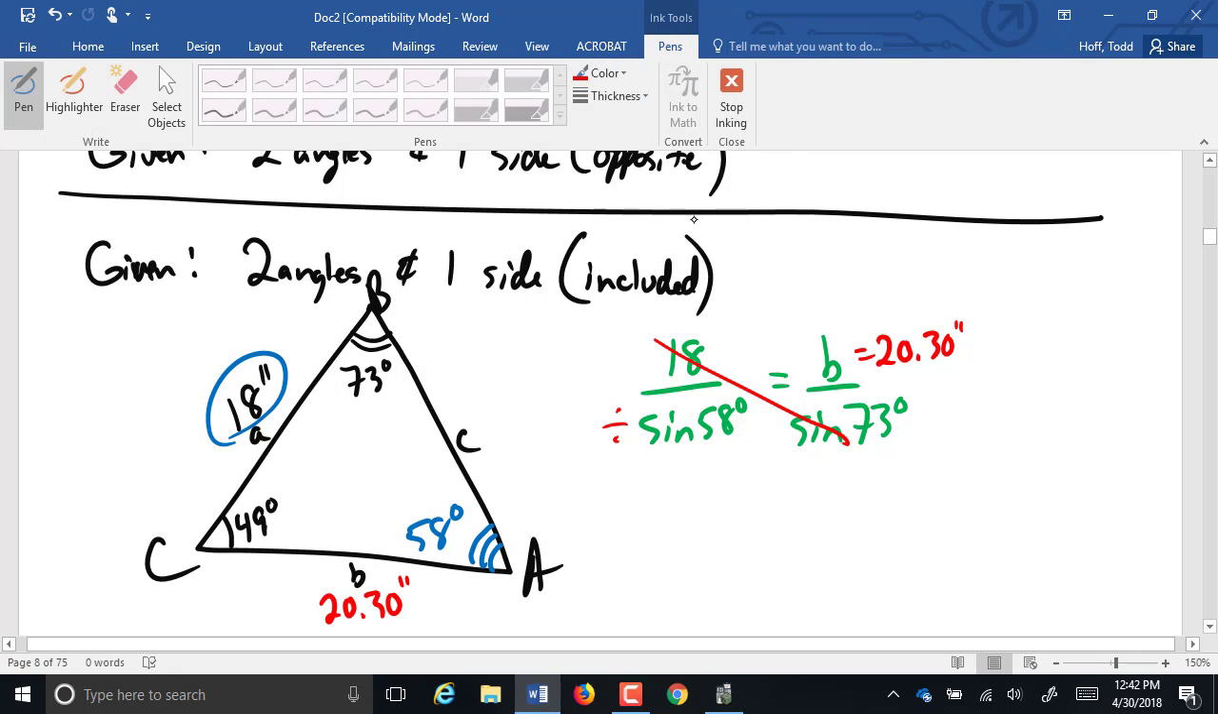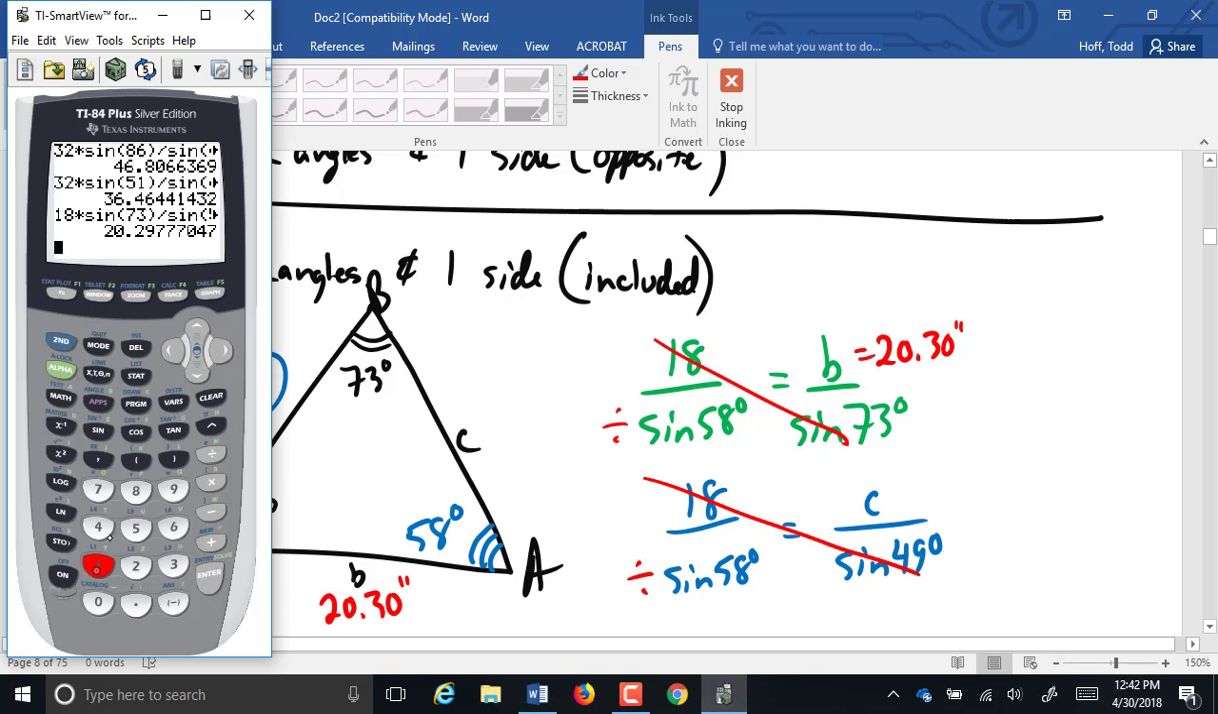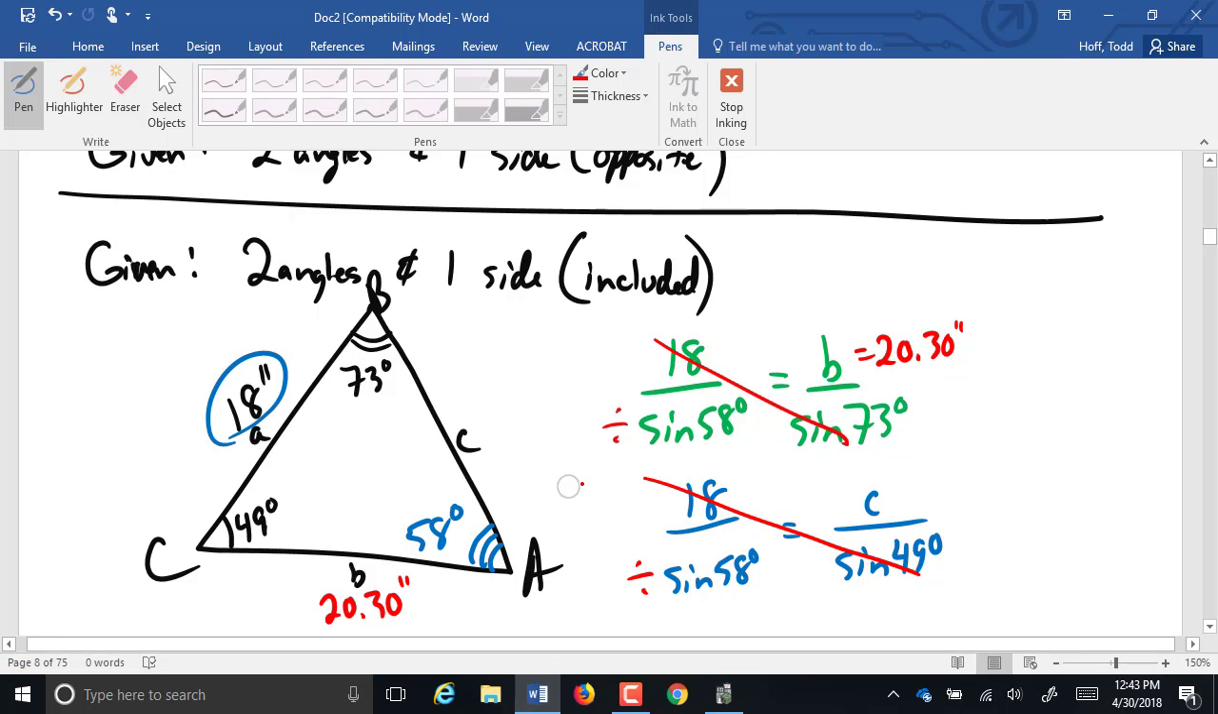Now the only thing we have left to find is C. So we're going to go back to that 18 over sine of 58. What goes over here to find C? Perfect. C over the sine of 49. Before I cross multiply and divide here, what am I going to expect from C? It's going to be the smallest, so it's going to be smaller than the 18. So I cross multiply and divide. 18 times sine 49. Again, make sure you close the parentheses. Divided by the sine of 58. 16.02 is C.